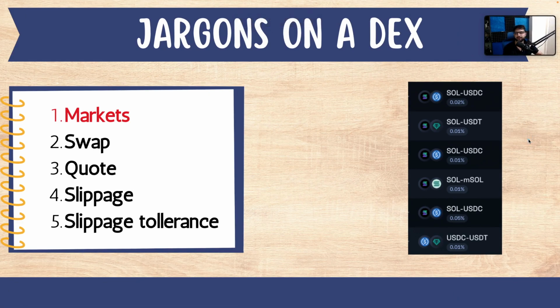Very small section. First is markets. Sol USDC is the Sol USDC market. Here you can give Solana and pull out USDC. Sol USDT is the USDT market. Here you can give Solana and pull out USDT. You can give USDT, pull out Solana.